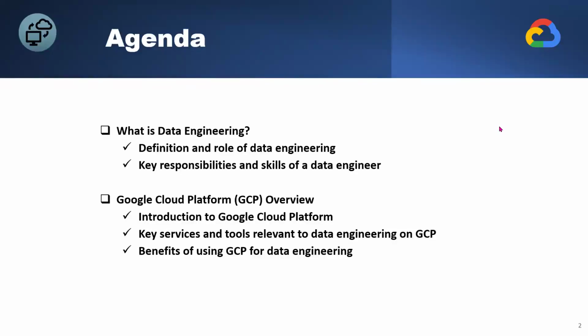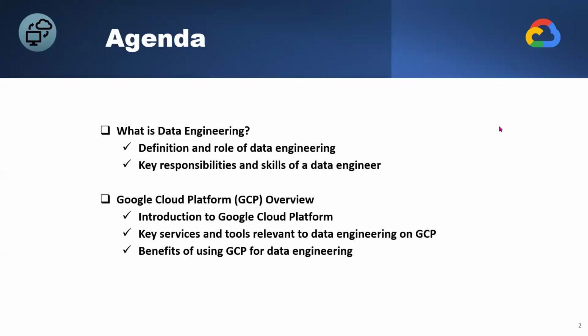What are the key services and tools that we are going to learn on Google Cloud Platform, we are going to tell you. And I will also tell you, some people might be having some doubt, saying that we already have the cloud platforms like Azure and AWS. So why Google Cloud Platform? The benefits of using the Google Cloud Platform also I will try to tell you.